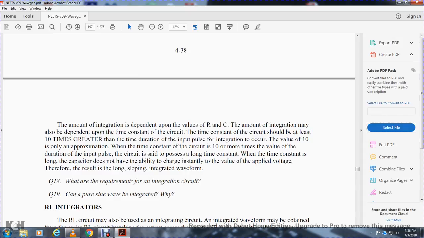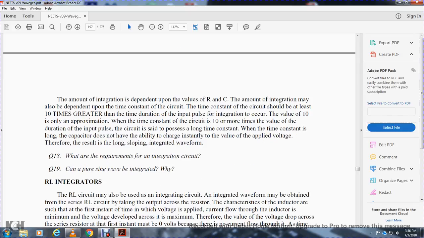The value of 10 is only an approximation. The time constant in the circuit is 10 or more times the duration of the input pulse. The circuit is said to have a long time constant. The time constant is longer, so the capacitor does not have the ability to charge instantly to the value of the applied voltage. Therefore, this results in a long sloping integrated waveform.